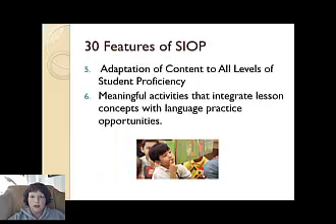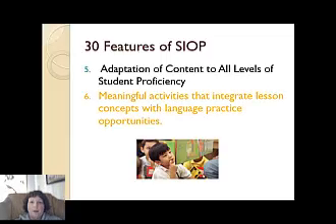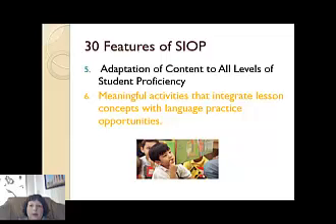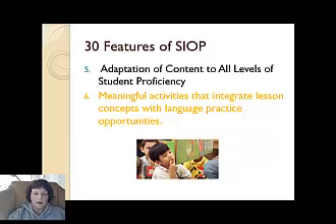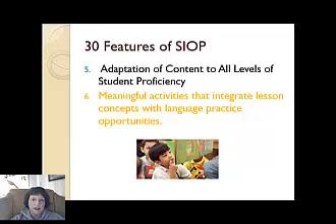So, meaningful activities that integrate concepts with language practice opportunities. When you're writing your lesson, you want to make sure that you are not just teaching the content, but you are integrating in it language practice. So one way to do this is called the gradual release of responsibility.